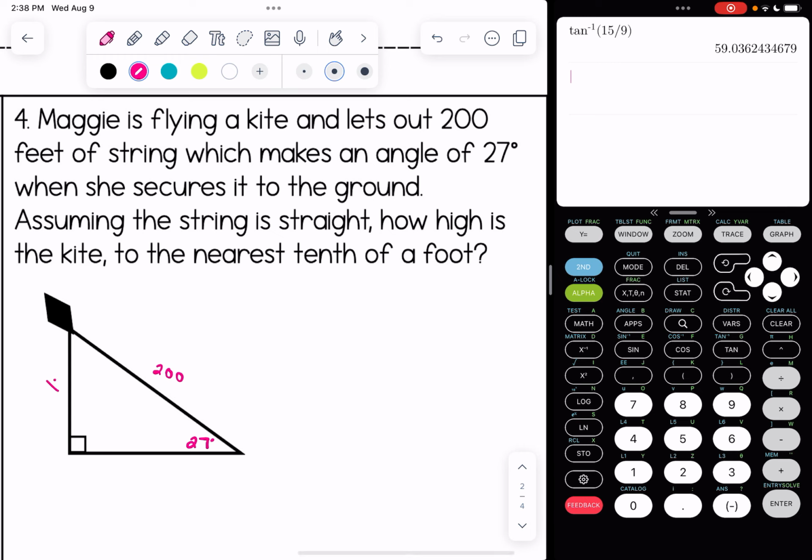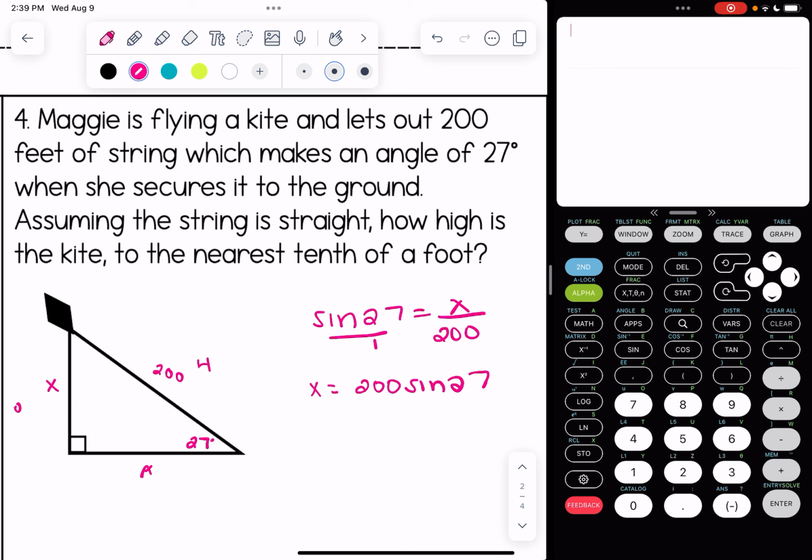And we're looking for height, so I'm going to put an X over on this vertical piece. All right, label opposite, adjacent, hypotenuse, and you'll see that this is a sine question. The sine of 27 is equal to X over 200. X is equal to 200 sine 27, and we're going to put that in our calculator. To the nearest tenth, I have 90.8 feet as my answer for 4.